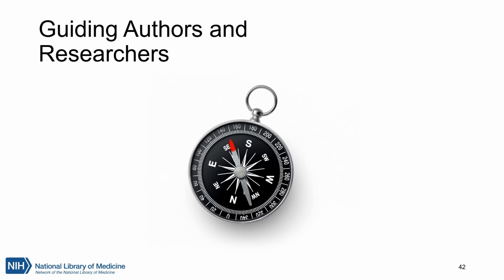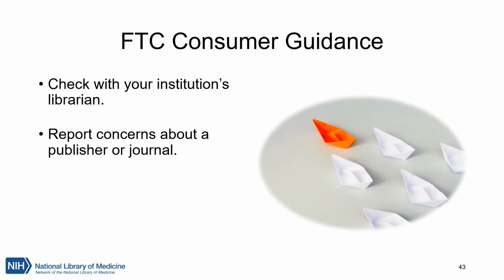I'll talk just briefly about guidance to help authors and researchers at your institution navigate the complex landscape of scholarly journal publishing today. We know these issues of journal and article quality are not specific to NLM. We also know that these issues, while daunting, are an opportunity for librarians. In fact, in 2016, the Federal Trade Commission, or FTC, issued consumer guidance about journal quality concerns, and they directed researchers to librarians. You are the experts here.